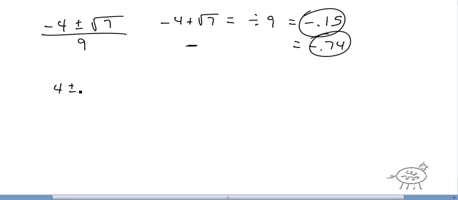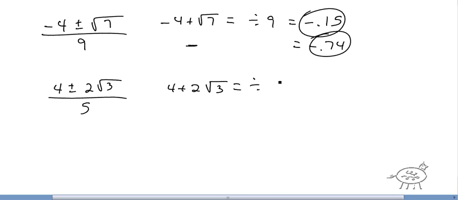4 plus or minus 2 square root of 3 over 5. Well, that's no big deal. That 2 and 3, it's just multiplied. So you're literally in your calculator going to type in 4 plus 2 square root of 3 equals. So 4 plus 2 square root of 3, you get 7.46. And you're going to divide that by 5, and you get 1.49.